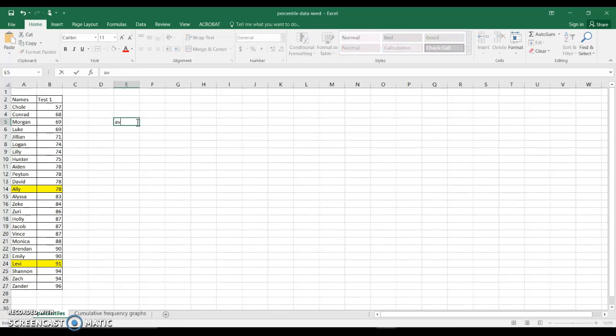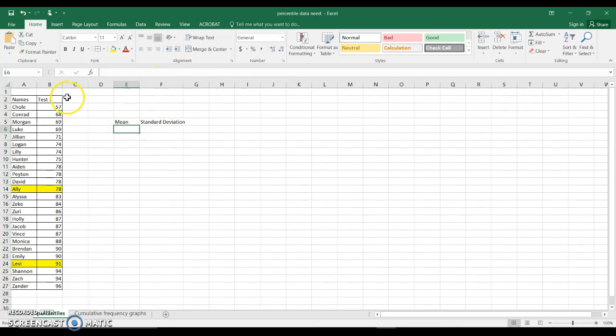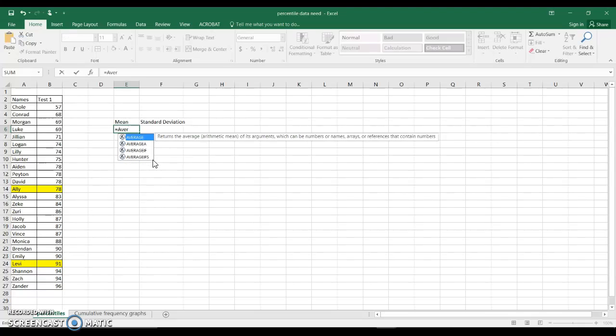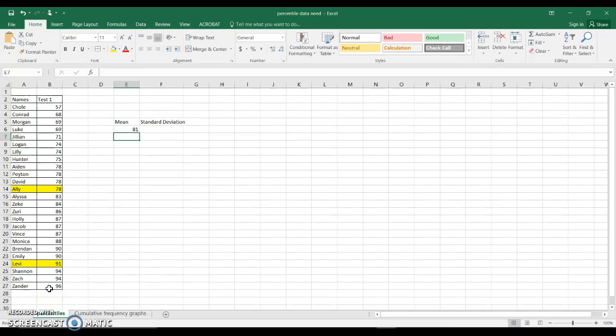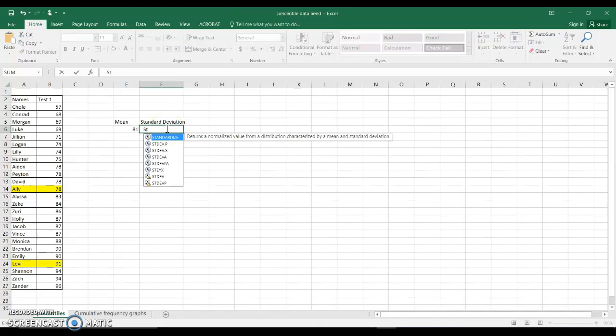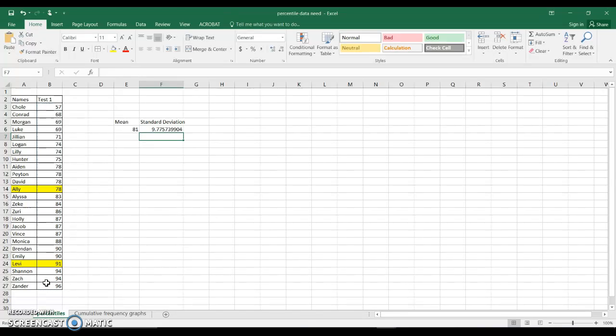Okay, so I have those two boxes now. To calculate the mean, all you have to do is type equals AVERAGE, if I could spell. You'll take all of those and just hit enter. So our average or mean is 81, and for standard deviation it's also easy. We just type STDEV. Take all of those, and there's our standard deviation.